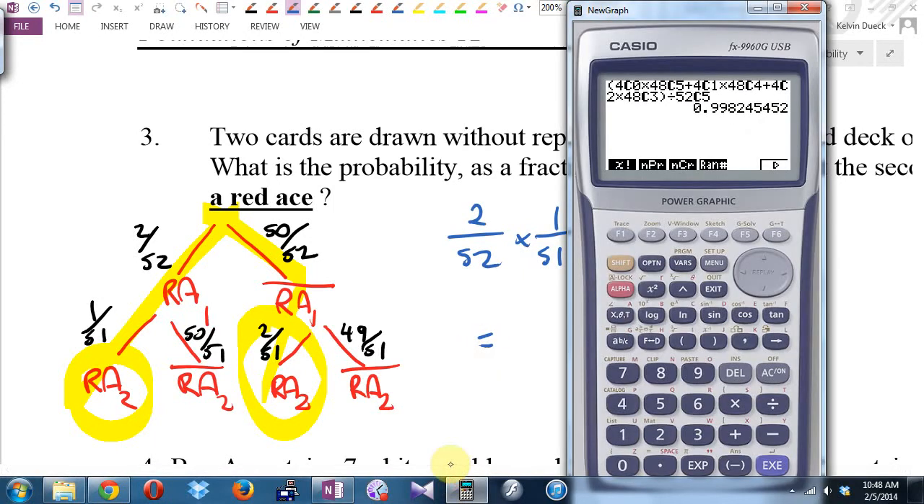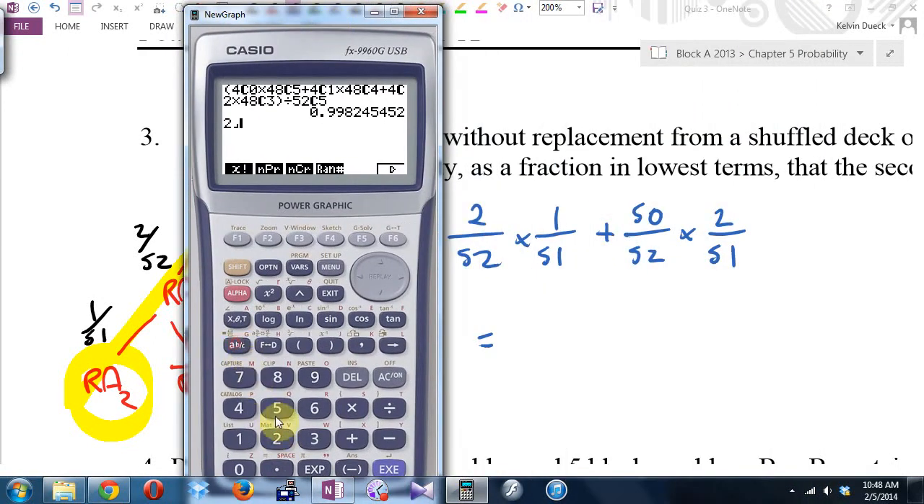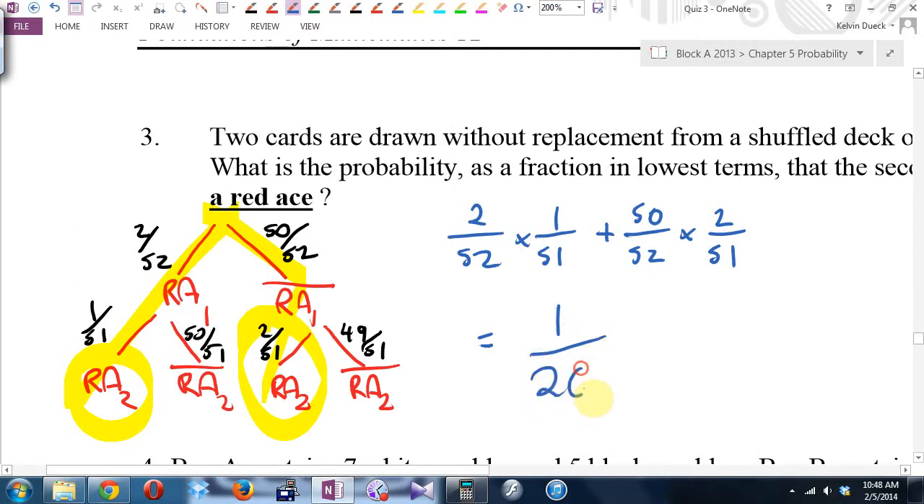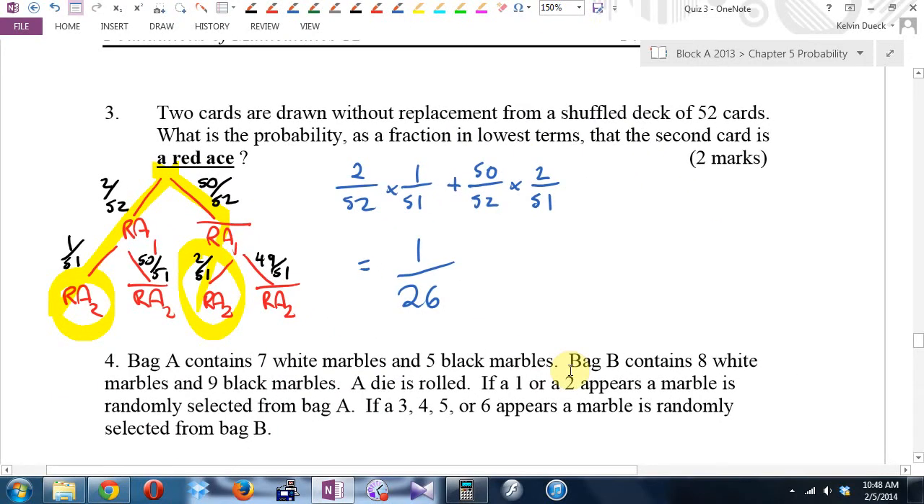It's going to be 2 fraction 52 and 1 fraction 51, or 50 fraction 52 and 2 fraction 51. Double check, did I type that right? 2 out of 52 and 1 out of 51, or 50 out of 52 and 2 out of 51, looks good. And as a fraction in lowest terms, I guess the answer is, you got a 1 in 26 chance. Didn't see that coming, but okay.